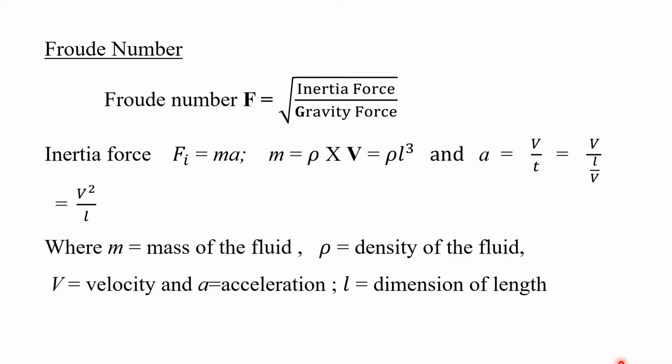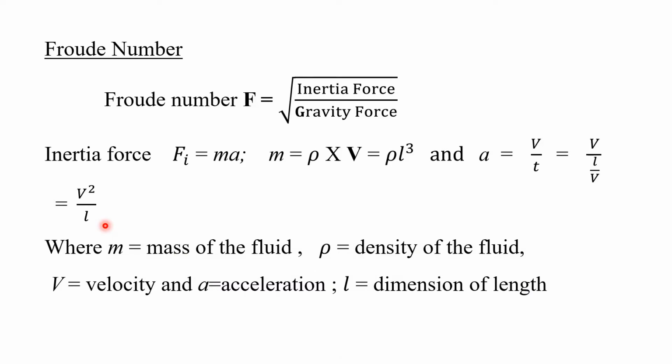Before we move further, we should know about Froude number. Froude number is the square root of the ratio of inertia force to gravity force. Now, inertia force, we all know F equals mass into acceleration, and mass can be written as density into volume, which can be written as rho L cube, where L is the dimension of length, and acceleration is equal to velocity by time. Time can be written as distance by velocity. So a is equal to V by L by V, which is equal to V square by L.